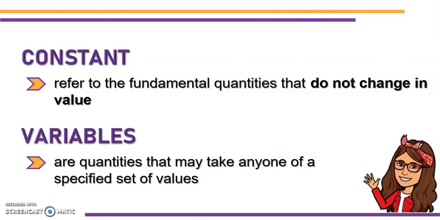When we talk about constant, this refers to the fundamental quantities that do not change in value. But when we talk about variables, these are quantities that may take any one of a specified set of values. Let's have an example. For instance, our study will focus on the grade 7 students of Makati Science High School. Then when I collect my data, I have several things to ask. For instance, I would like to ask the grade level. I would also like to ask the number of brothers and sisters that they have. Between the two, there is one constant and there's one variable.